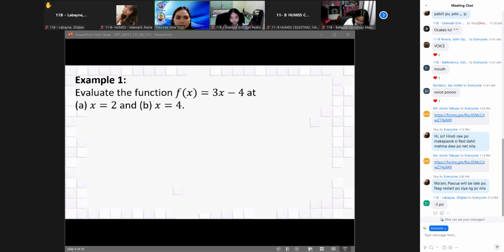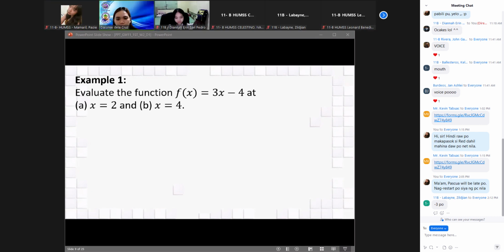Okay, so let's check if yung answer ni Labay is correct. So, our input, so again, ito yung input. And then ito naman si function. Ito yung ginagamit natin para makakuha tayo ng output. So, all we have to do is find the output by substituting the input. Okay? So, again, our function f of x equals to 3x minus 4. So, first, apply na natin yung letter A. X is equals to 2.